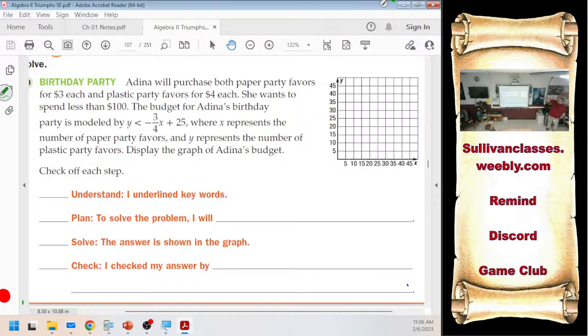They're gonna buy them. $3 for paper ones, $4 for plastic ones, so maybe they're just little fidgets and toys and stuff. She wants to spend less than $100, but thankfully I don't have to make that inequality. They did it for me. Where am I starting? y is 25. Thank you for saying y is 25.